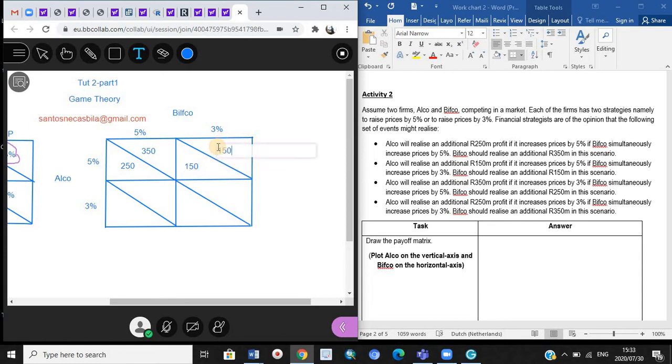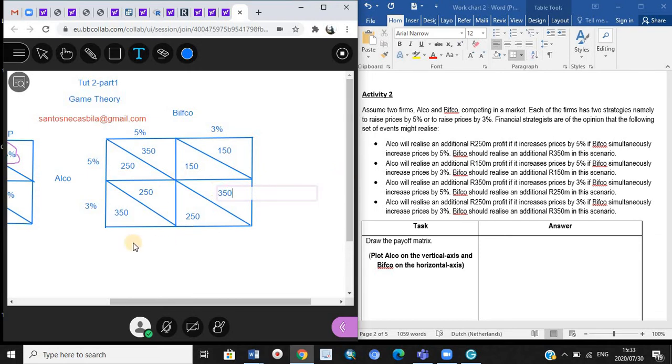I'm just going to fill it here. All right, ALCO would realize an additional 350 profit if it increased price by 3%, which is here. All right, 350. And Bilco should realize an additional, if simultaneously by 5%, which is also here, 250. All right, ALCO would realize an additional 250 profit, and this one should realize 350.